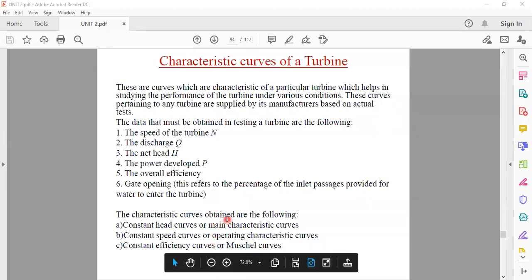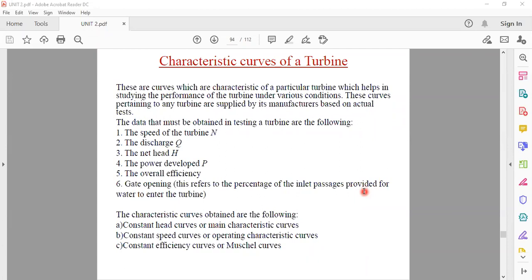The characteristic curves obtained are the following: constant head curve versus main characteristic curve, constant speed curve versus operating characteristic curve, constant efficiency curve versus curve.